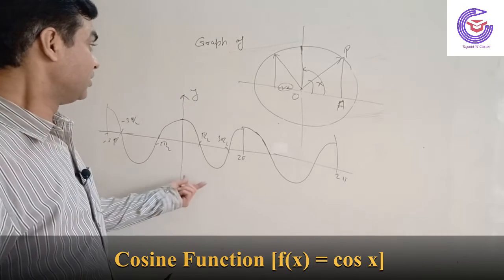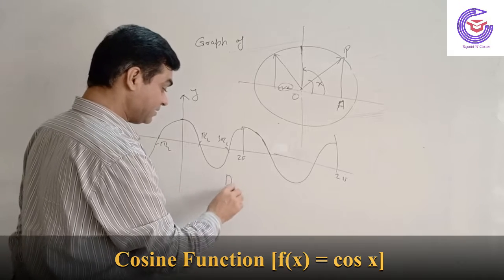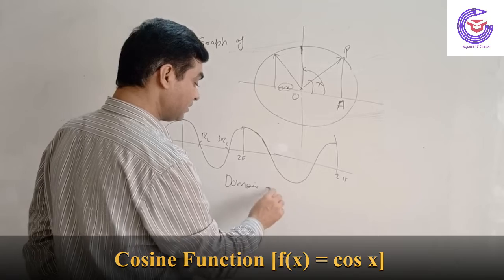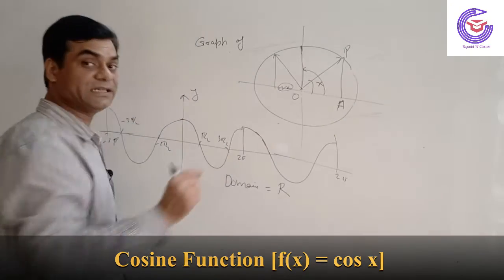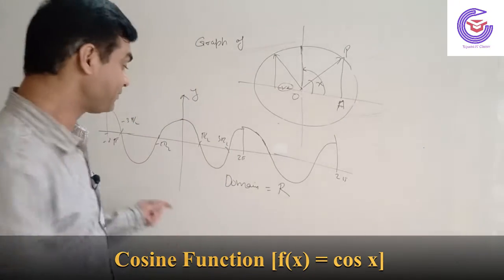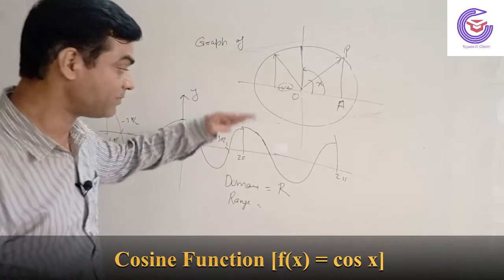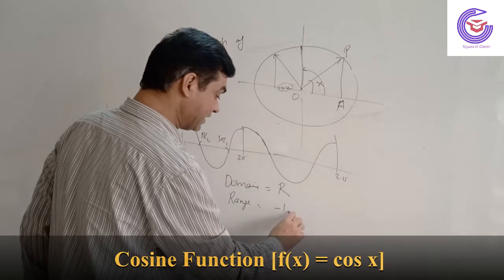What is the domain of cos x? Domain is R, because for each value of x you are getting a value of y. What is the range of cos x? It is again varying between -1 and 1. So it is -1 to 1.